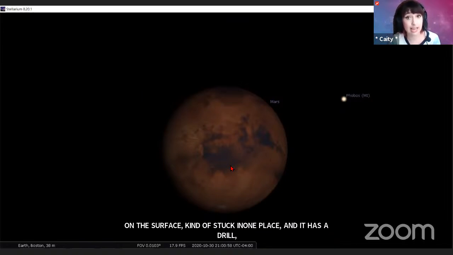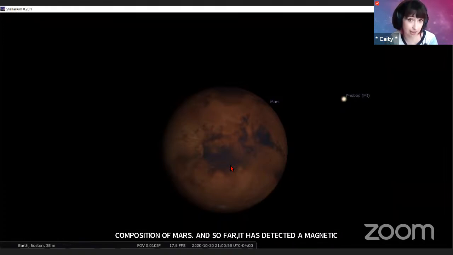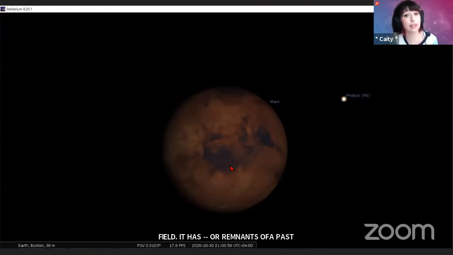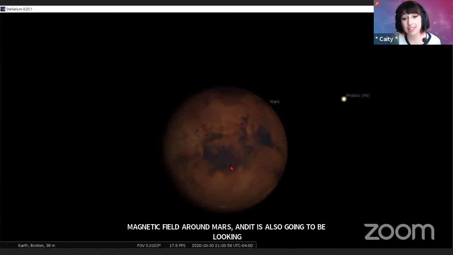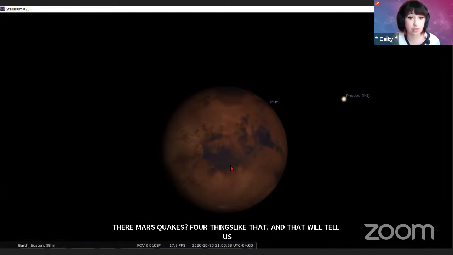And so far, it has detected remnants of a past magnetic field around Mars. And it's also going to be looking for, is there any kind of seismic activity on Mars? So are there Mars quakes or things like that? And that will tell us a lot about how rocky planets specifically formed and how they might evolve over time, specifically Mars, and how the Mars environment has evolved.